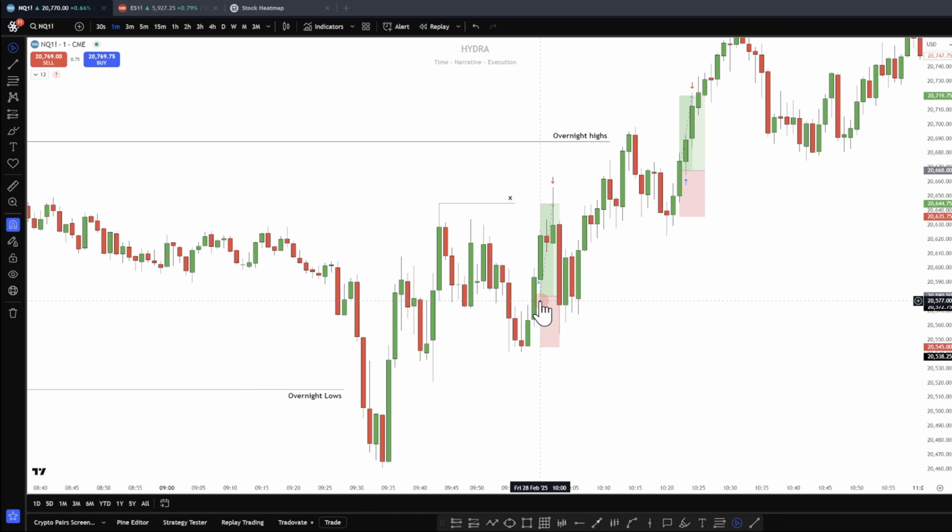One long from here inside macro 9:50 to 10:10, and another one inside silver bullet time period 10:20 to 10:40. So it happened inside silver bullet macro. So two longs, both delivered 1.5 hour, and I was able to make $3,000 with these two trades, and we were able to take 100 points.